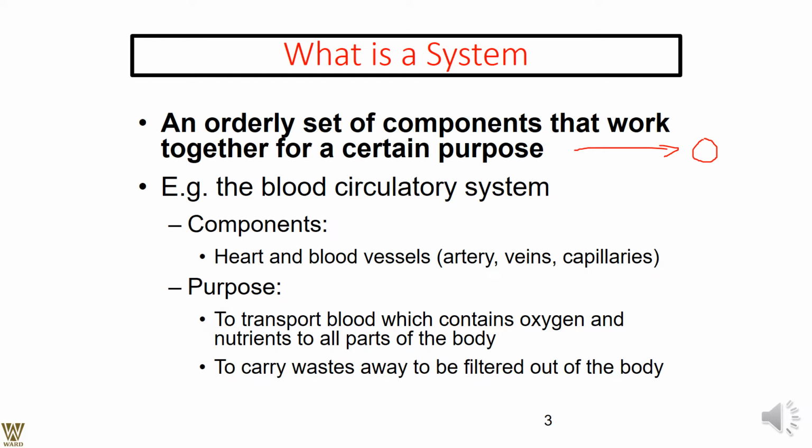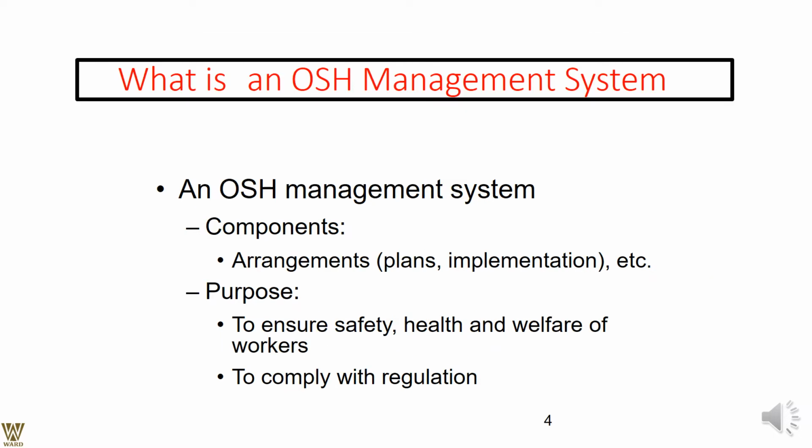Let's say it's the heart and blood vessels: arteries, veins and capillaries. This is the blood circulatory system. The purpose is to transport blood, which contains oxygen and nutrients, to all the different parts of the body, and thereby to carry the wastage away to be filtered out of the body at the kidney. So we have this transportation of oxygen and vital nutrients to different organs, and to discard the waste that needs to be filtered out of the body.